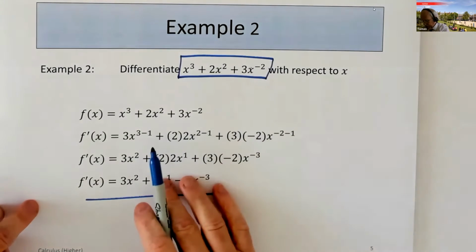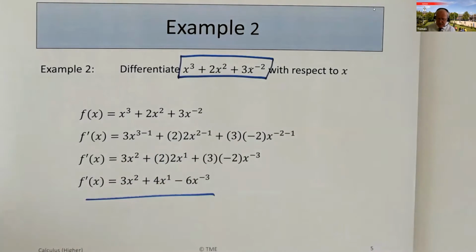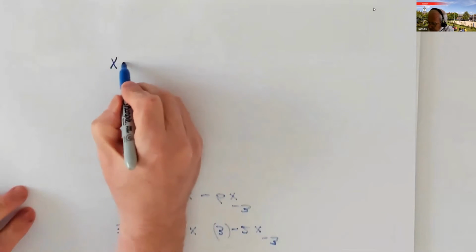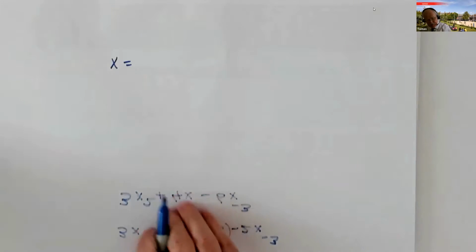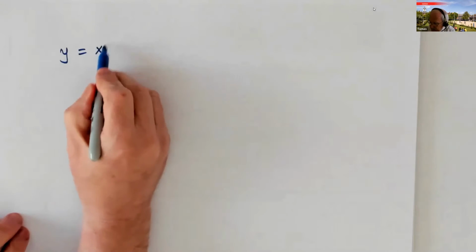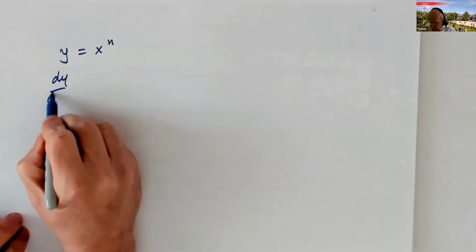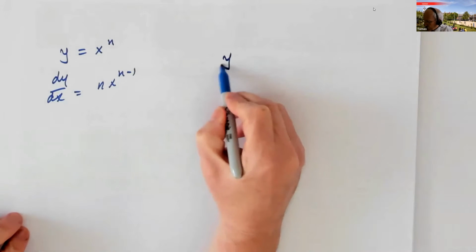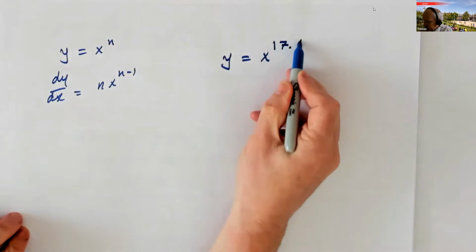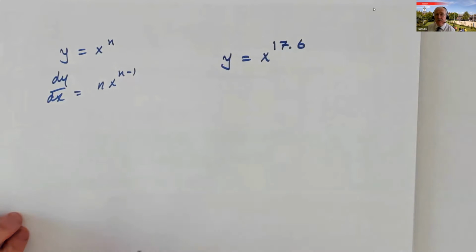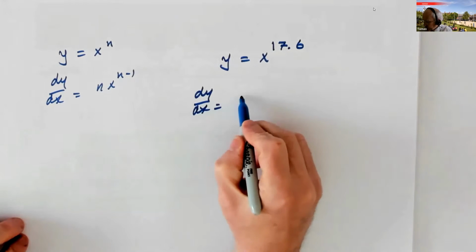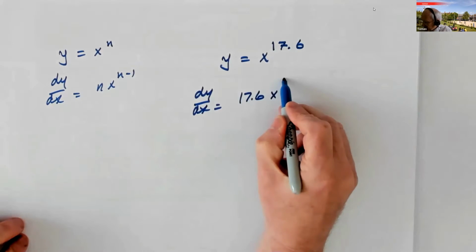So again, we just take down the number. So really, we have to have great confidence, I suppose. Let me just take this one here. This says y is equal to x to the n, dy dx is n x to the n minus 1. So what would happen if y was equal to x to the 17.6? We'd be unlikely to be asked it, but we could say dy dx is equal to 17.6 x to the 16.6.